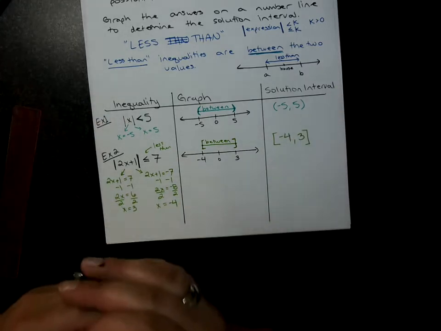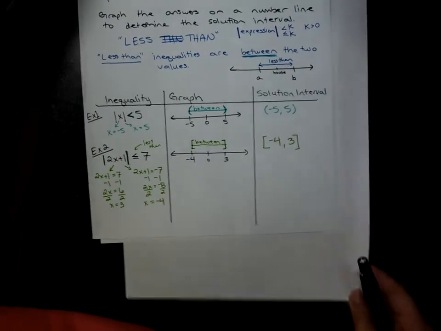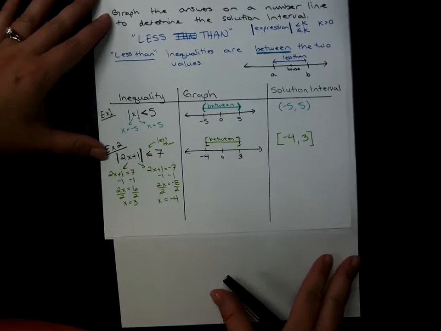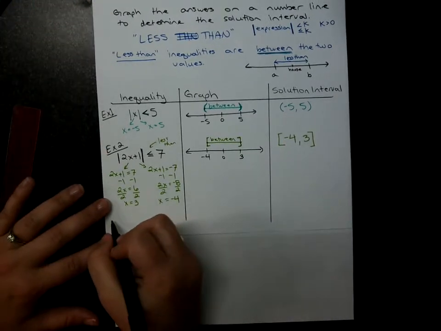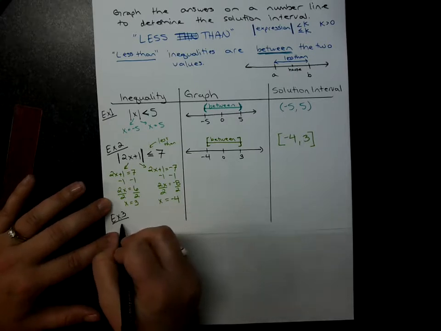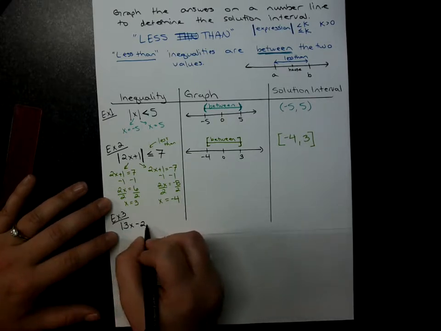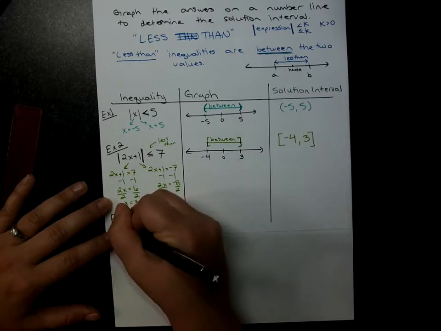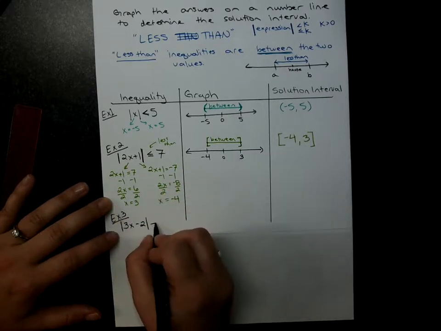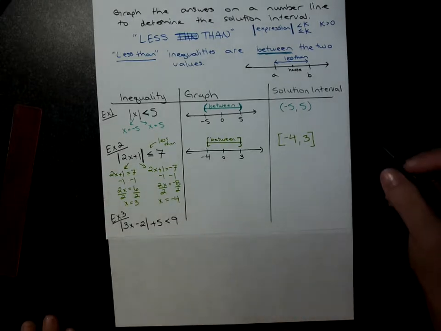Let's do one more example of less than. I ran myself out of space, but hopefully you still have a little bit of space. So I'm just going to extend my page here. So example 3, if I have the absolute value of 3x minus 2 enclosed in absolute value bars, plus 5 is less than 9.